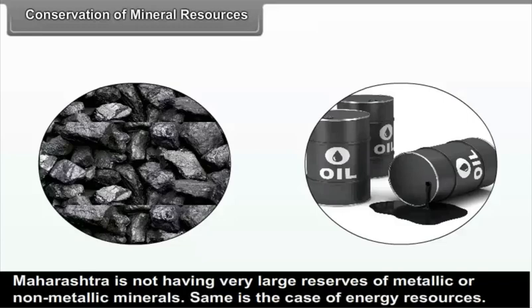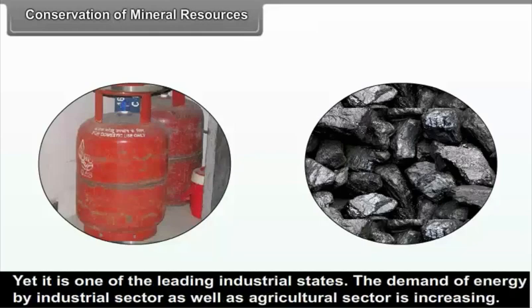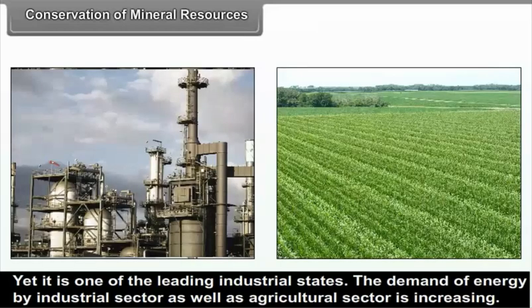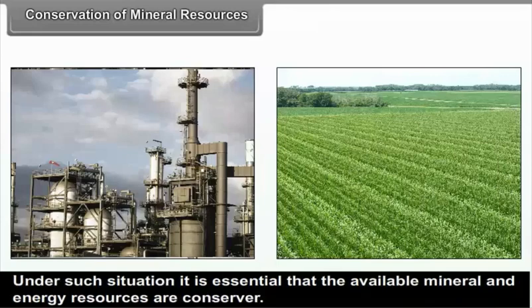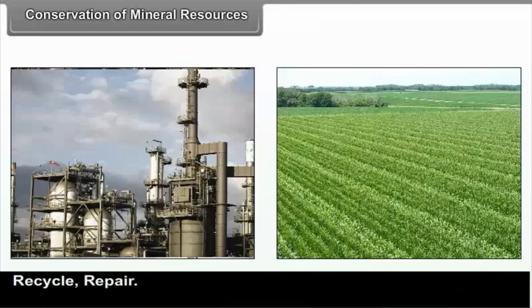Maharashtra does not have very large reserves of metallic or non-metallic minerals. The same is the case with energy resources. Yet, it is one of the leading industrial states. The demand for energy by the industrial sector as well as the agricultural sector is increasing. Under such a situation, it is essential that the available mineral and energy resources are conserved. Minerals can be conserved by adopting the policy expressed in the consumer ethics of the 4 R's: rethink, reduce, recycle and repair.